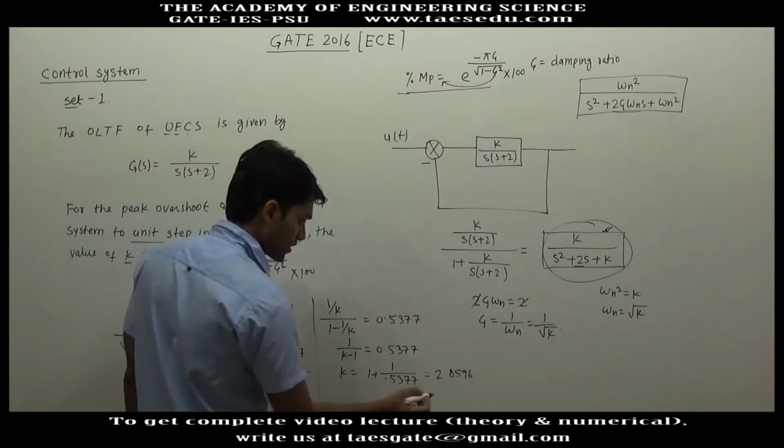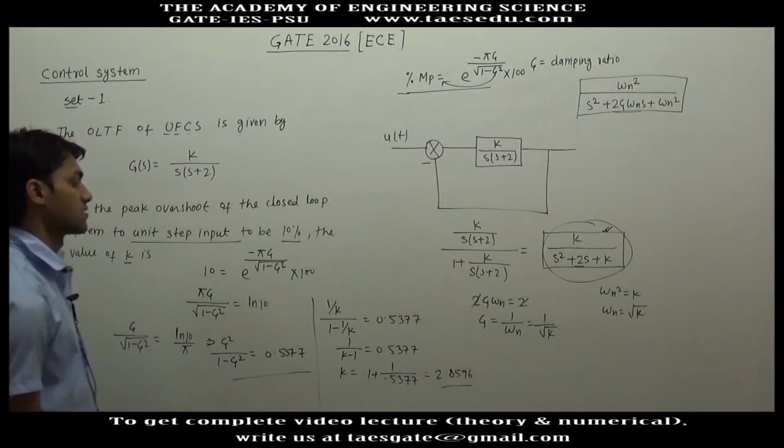Okay. So this way we will get k equal to 2.8596.